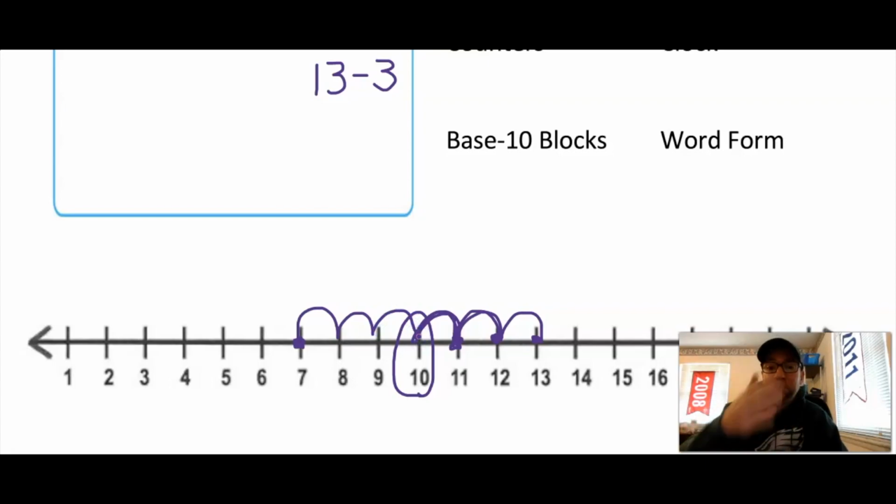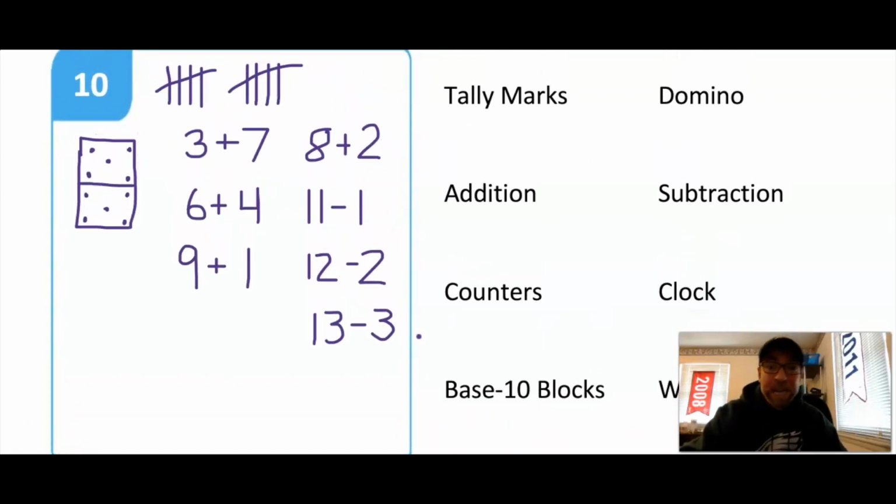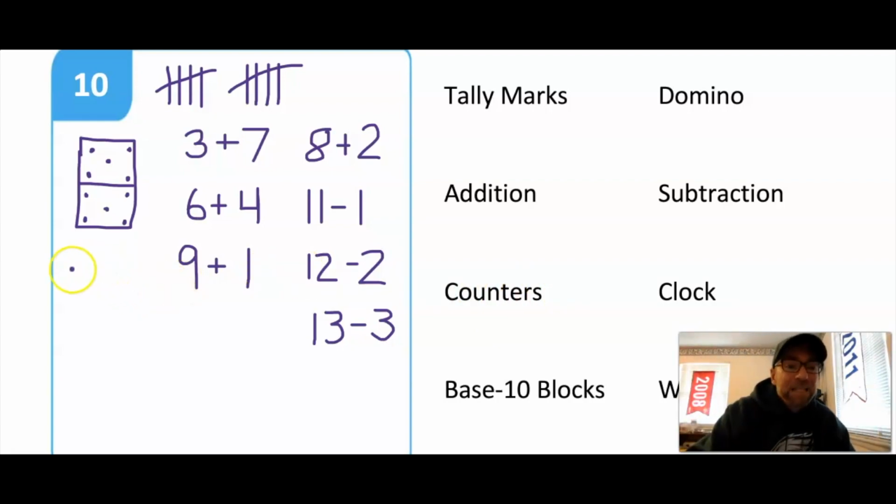3. So 7 plus 3 equals 10. So keep that in mind when you want to come up with some addition and subtraction names for a number. So far we've done tally marks, we did a domino, we did addition, we did subtraction, but we could also use our little counters, our dots. Let's show 10 dots.